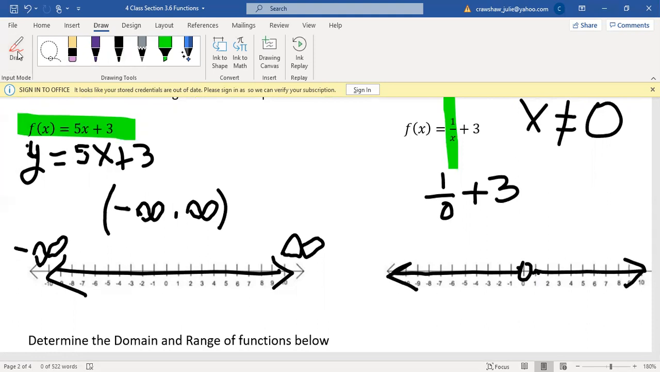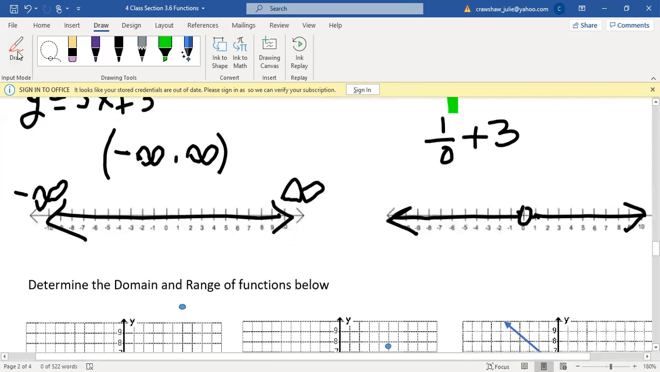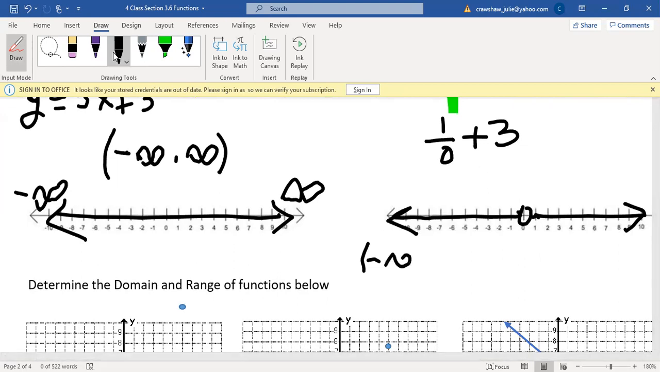So when I go to write this in interval notation, it is going in the negative infinity direction, but it stops at 0 and it does not include 0. So I put a parenthesis around 0. So I'm going over here and all of a sudden I stop and I have to jump over. I have to jump over that 0.